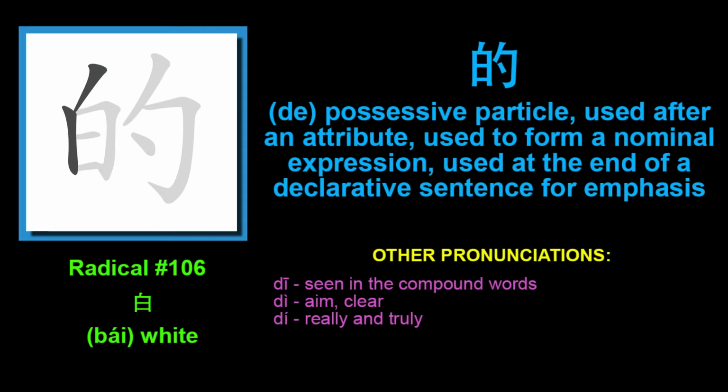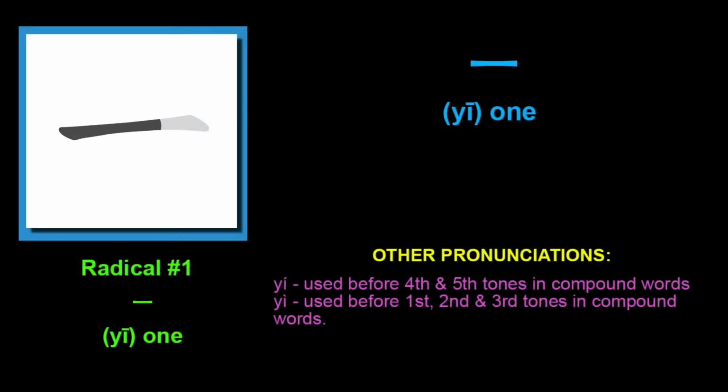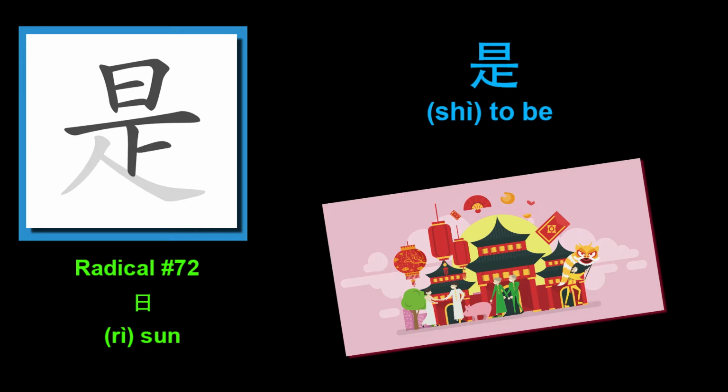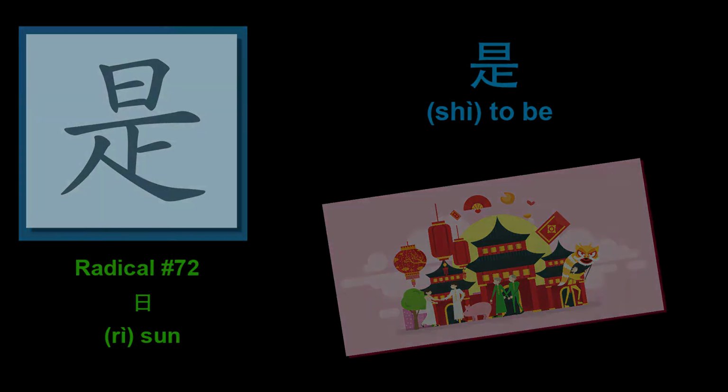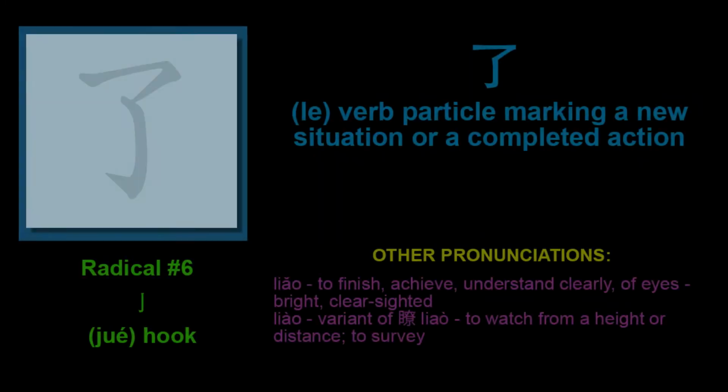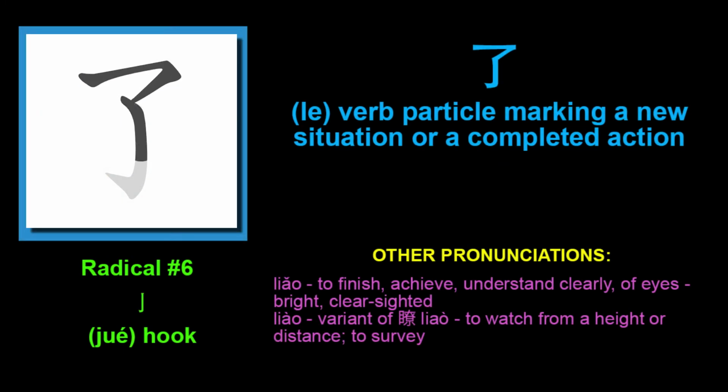De, possessive particle used after an attribute, used to form a nominal expression, and also used at the end of a declarative sentence for emphasis. One. 是, to be. Bu, not. Le, verb particle marking a new situation or a completed action.